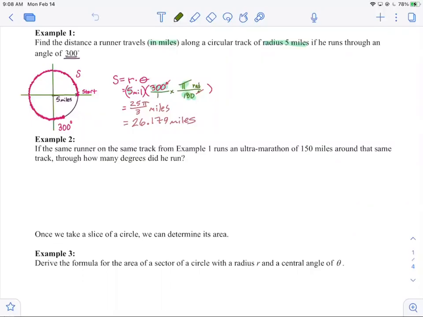So example 2, it says if the same runner from example 1 runs an ultra marathon. There's people that do this ultra marathon, 150 plus miles around the same track. Through how many degrees did he run?